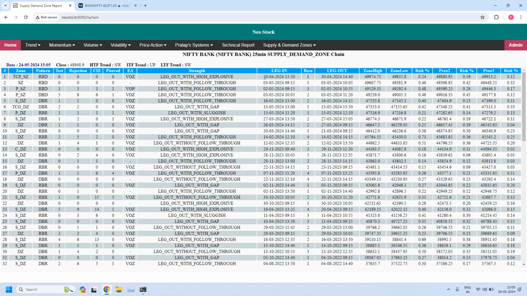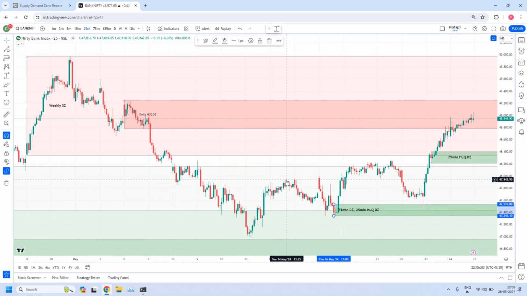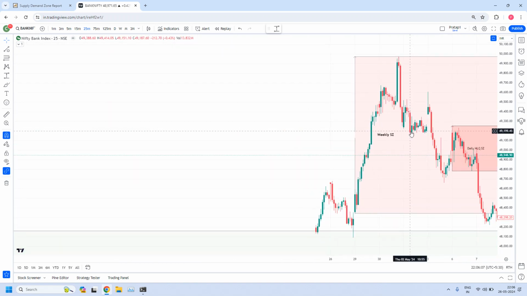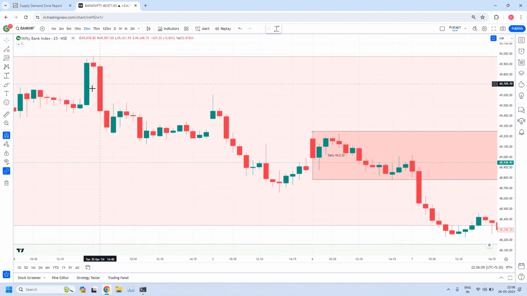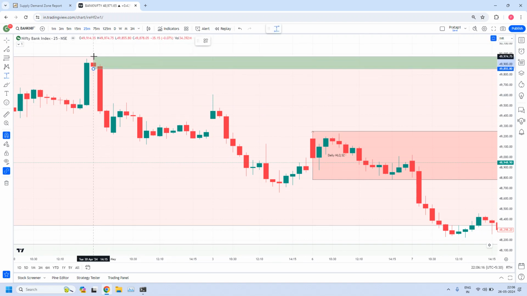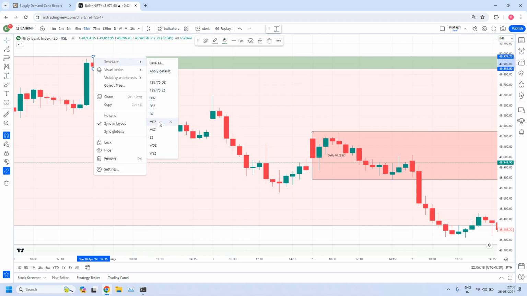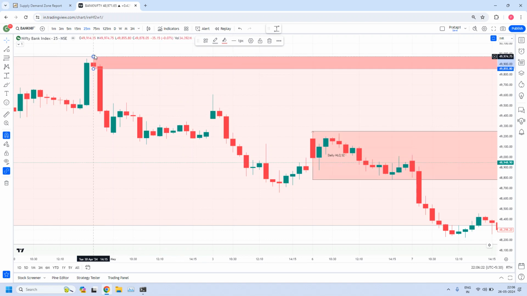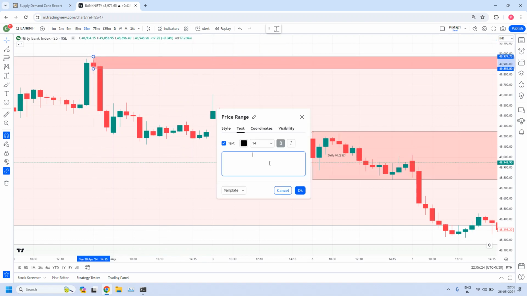This is on 34, 1350, 1 base candle. So this is the one. 34, 1350. So this is a 25 minutes high liquidity supply zone. Let me draw this zone. This is the 25 minutes high liquidity supply zone.